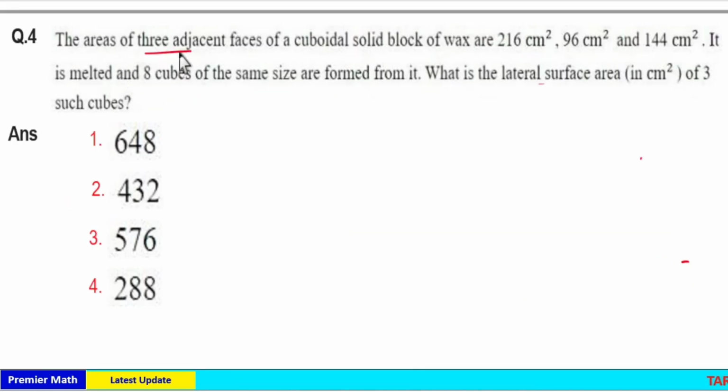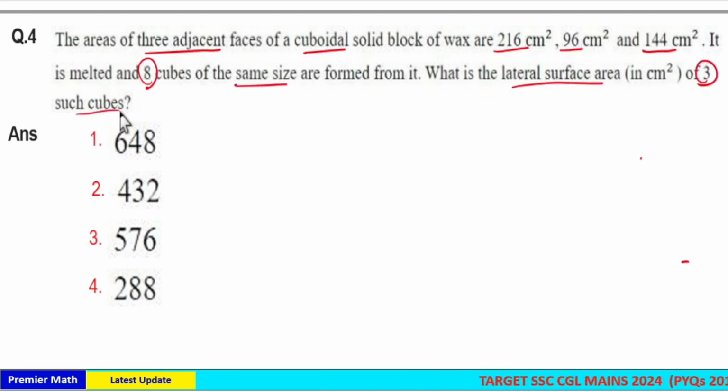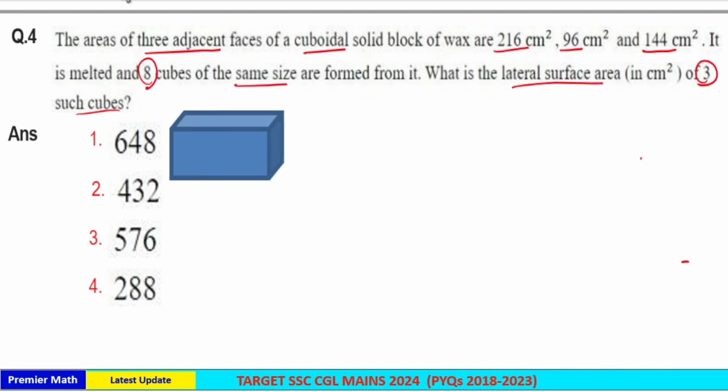Areas of three adjacent faces of a cuboidal solid block of wax are 216, 96 and 144 cm square. It is melted and 8 cubes of the same size are formed from it. What's the lateral surface area of 3 such cubes? Here this is the cuboid, and from this cuboid 8 cubes of the same size are made, which means the volume of this cuboid must be equal to the volume of these 8 cubes.